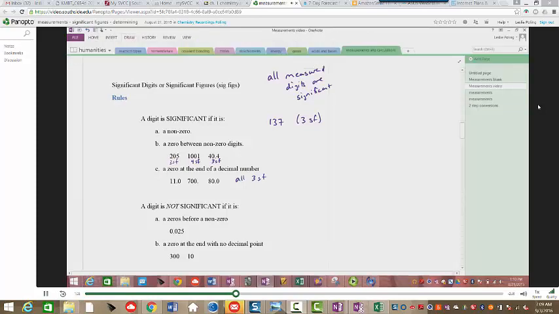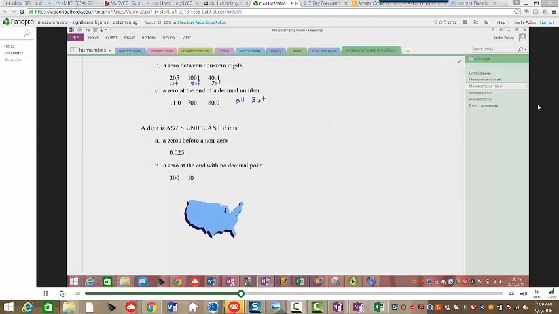Now, sometimes zeros are not significant. If you have a 0 before you get to a non-zero, those are not significant. So this number only has 2 significant figures. Zeros at the end of a number, and there's no decimal point, are not significant. So these numbers have 1 significant digit each. Now, non-significant zeros disappear when you use scientific notation.